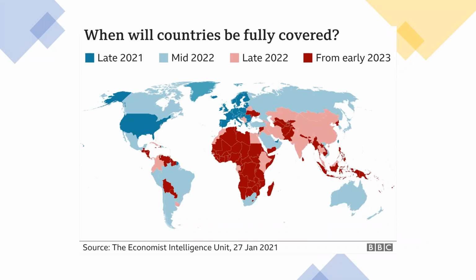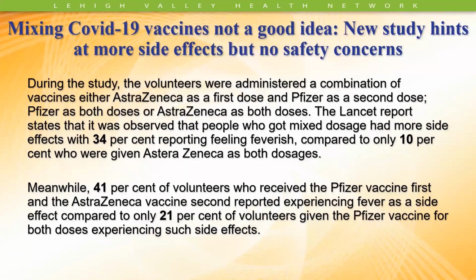I just bring this up because they're hoping that by 2023 they can finally get the vaccination into Africa, but that's 2 years from now. And who knows? So the idea of being able to get herd immunity is kind of questionable.